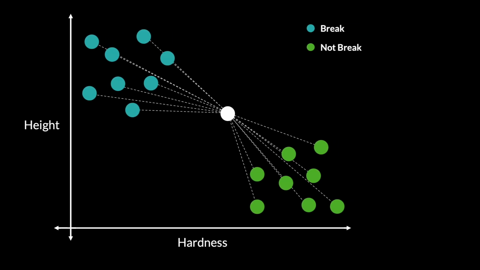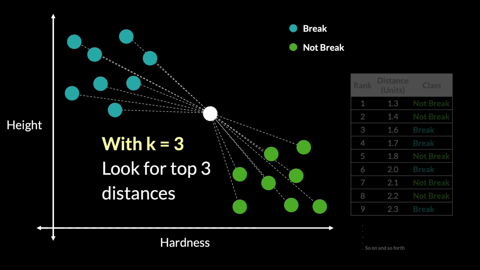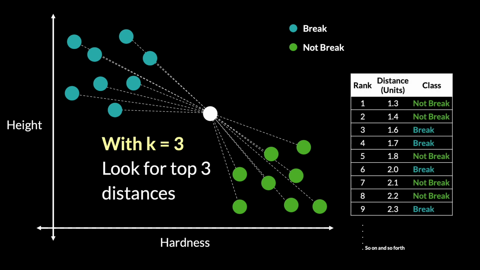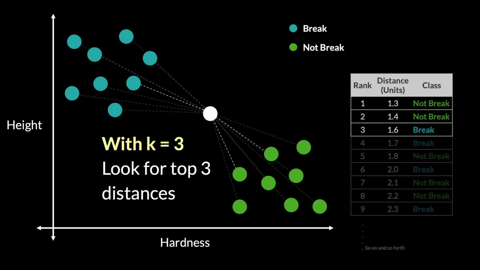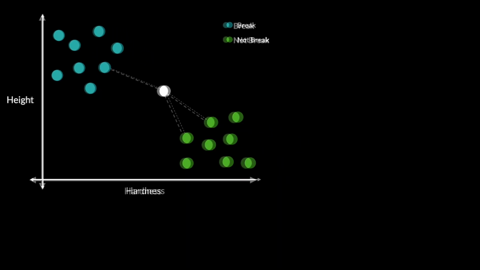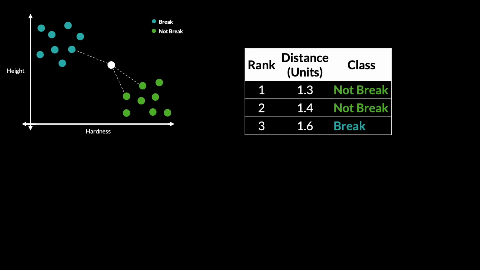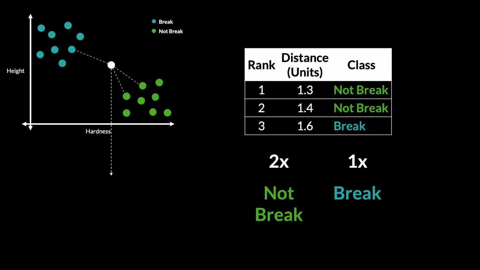What the algorithm then does is that it ranks all the distances that it has computed in ascending order. And since the value for k we have chosen is 3, it discards the rest and then it begins to vote. When voting, it checks for the highest frequency of the classes among these that we have here. We have 2 votes for the not break class and 1 vote for the break class. And that's exactly how our algorithm arrives at the conclusion that this will not break.